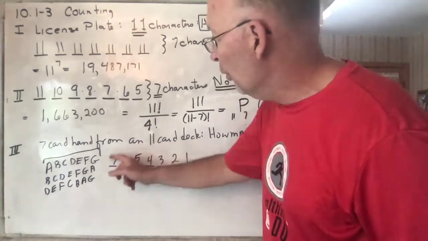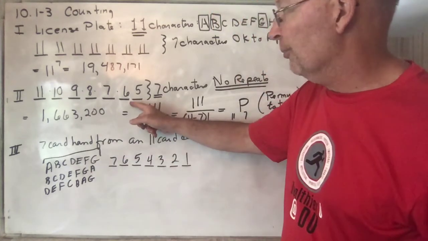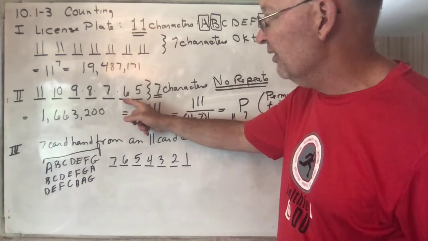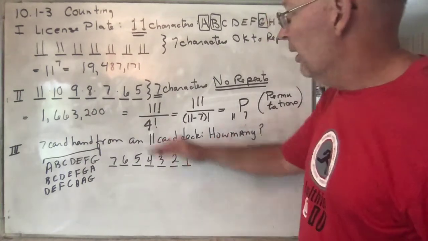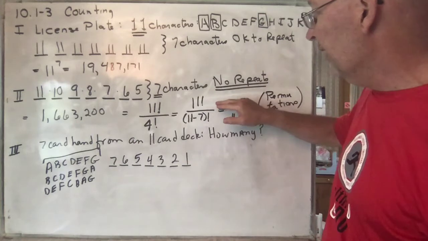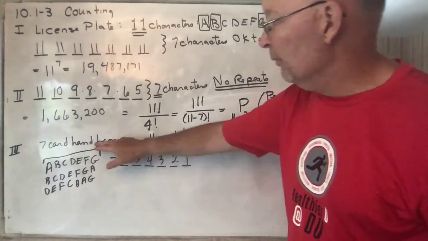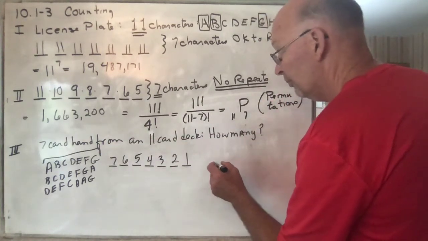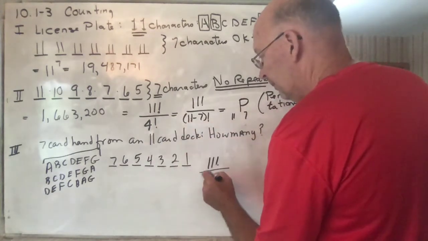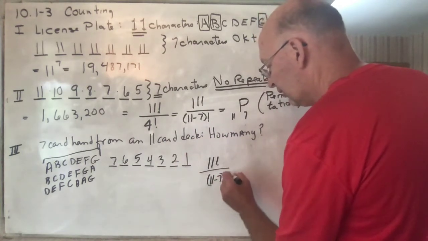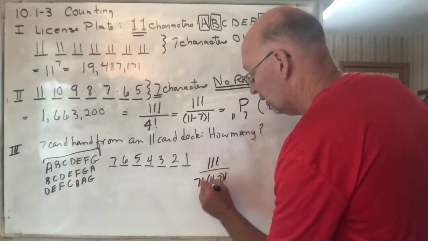You have this many more license plates than you do hands, because from every hand you can make this many license plates. So in other words, if I already know how many license plates I have, the way to get the number of hands is by dividing this number by this number, and that'll give me the number of hands. So the number of hands is going to be 11 factorial divided by 11 minus 7 factorial, which is what we had here, but I also have to divide it by this number, which is 7 factorial.